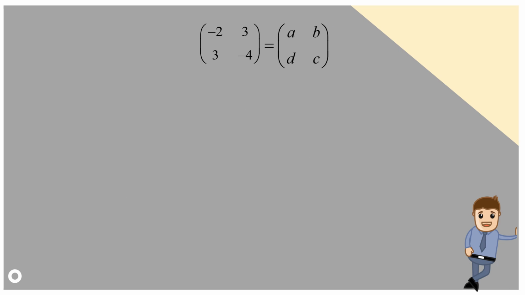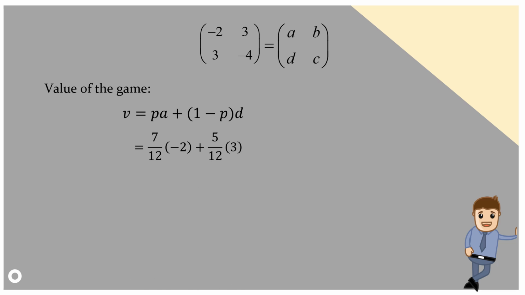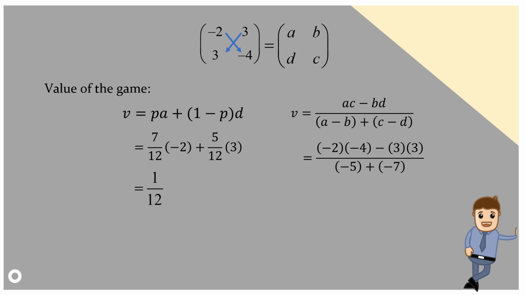Value of the game can be obtained by using the following formula. Substitute P 7/12 and A negative 2 plus 1 minus P, which is 5/12, times D, which is 3, we have 1/12. Or we can use the following formula. Find the values of AC minus BD divided by A minus B, which is negative 5, plus C minus D, which is negative 7, and we have 1/12.